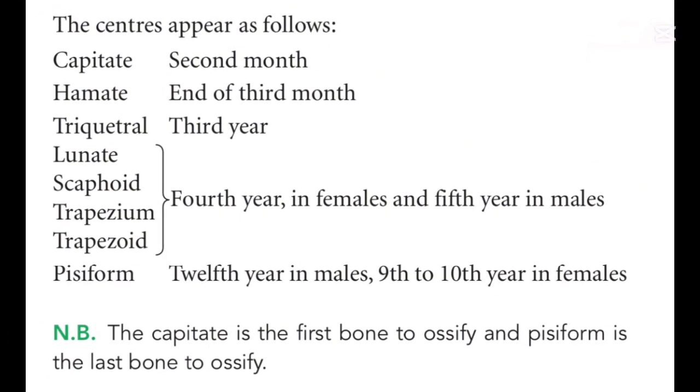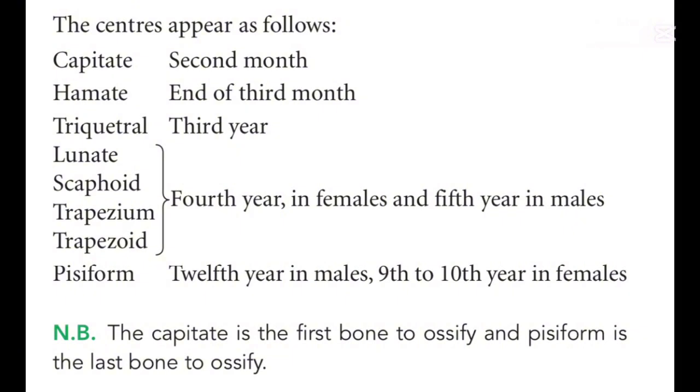So what is the ossification? They are ossified by endochondral ossification. The first bone to ossify is the capitate in the second month, and it is the largest bone, while the last to ossify is the pisiform. All of them by endochondral ossification. First bone capitate, second month, followed by hamate at the end of the third month, followed by triquetrum in the third year. The last bone to ossify is pisiform, 12th year in male, 9 to 10 years in female.